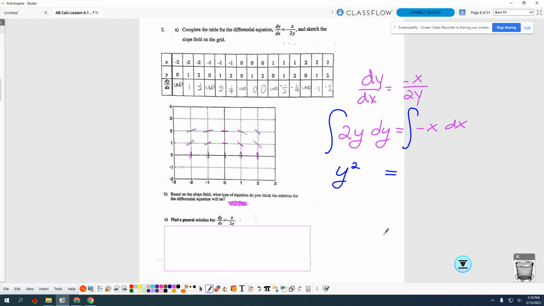You raise the power by 1 and then divide by 2. So it would be negative 1/2 x squared, can I write it this way? And Noah, I'm missing something: plus C. I have to put a plus C on one side or the other. It is better to have it over here.